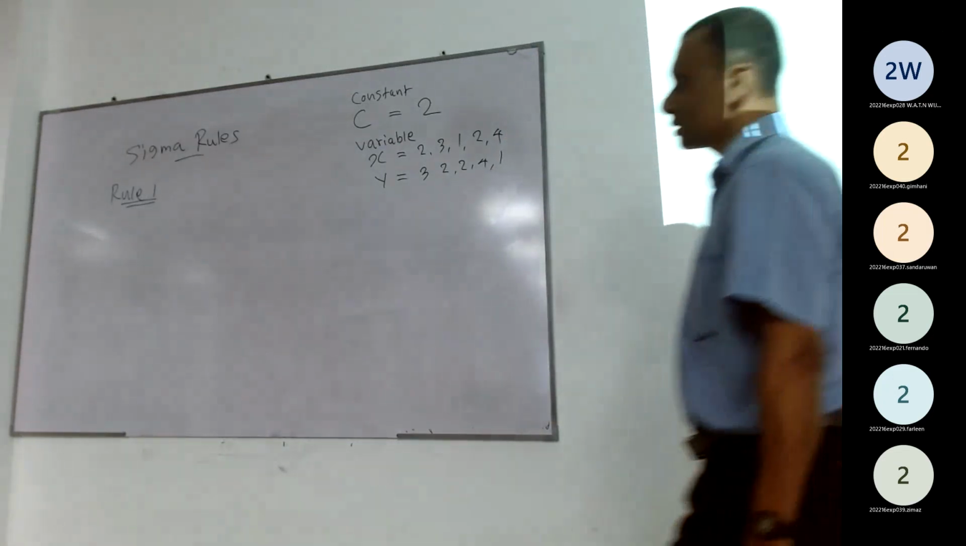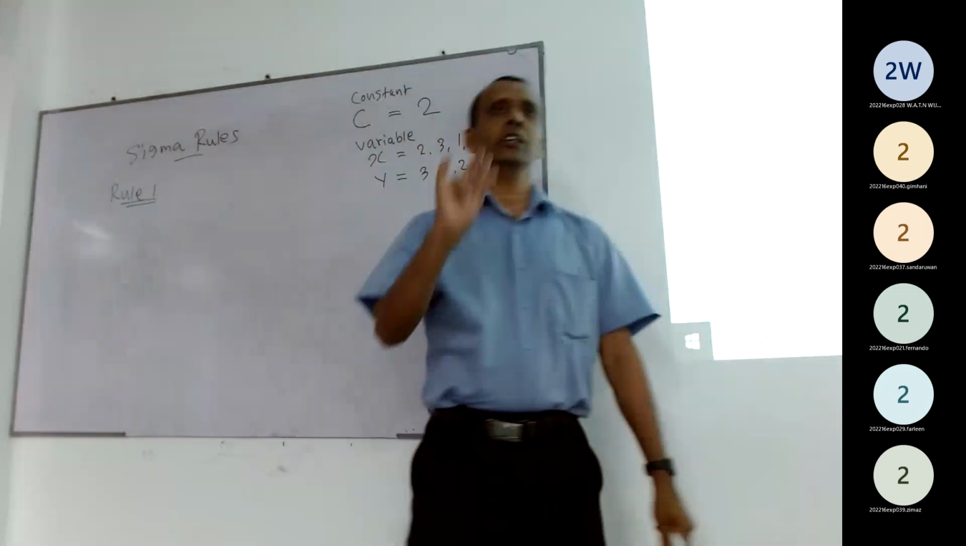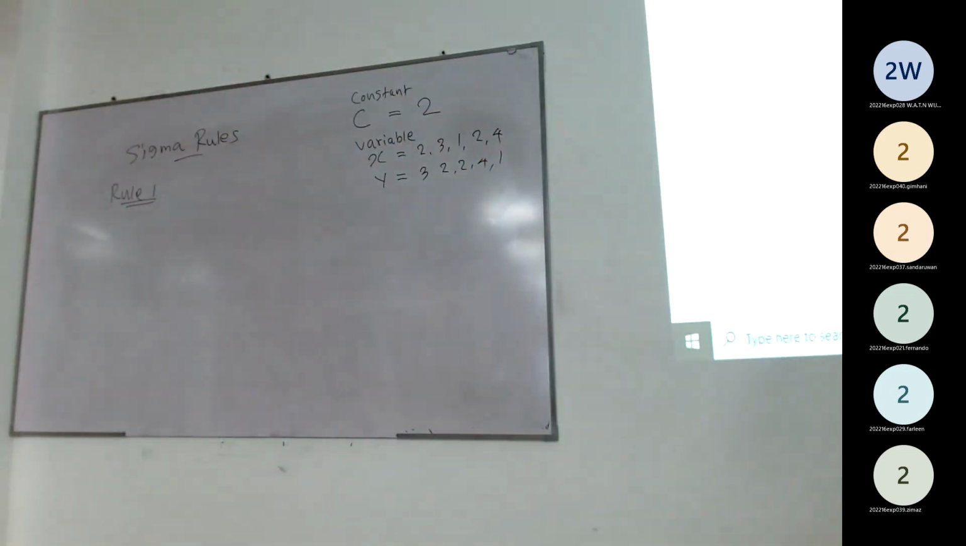Then rule 1 says, if a variable is multiplied by a constant and take the summation, that value is similar to summation of the variable multiplied by constant. Understood? If a variable is multiplied by a constant and take the summation, that value is similar to summation of the variable multiplied by constant. You still couldn't understand. I understood that you couldn't understand. Isn't it?